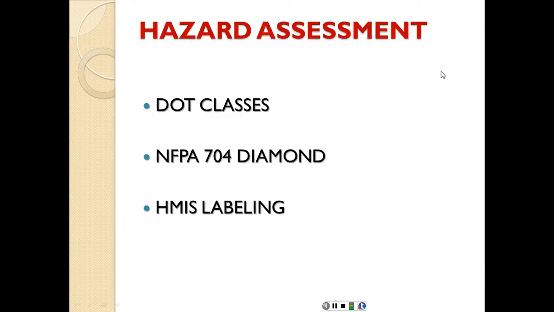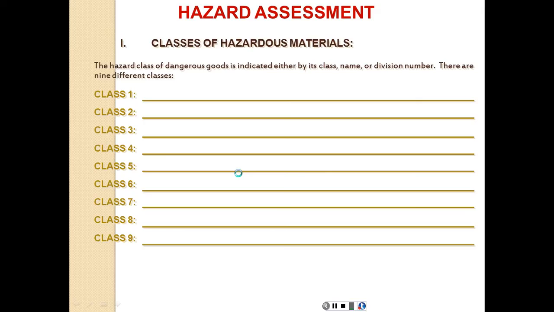Hazard assessment is going to be done through one of three different ways. DOT classes. DOT is the Department of Transportation, not just DOT. It's DOT, Department of Transportation classes. NFPA, National Fire Protection Association, 704 Diamond, we're going to talk about that in more detail, and HMIS, Hazard Management Information System Labeling. So we're going to look at all of these three different systems.